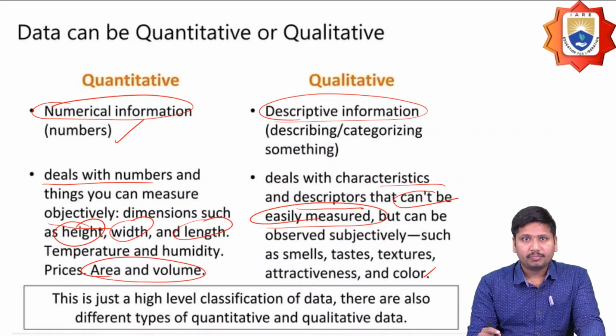Okay, quantitative data means numerical information, whereas qualitative data means descriptive information. Quantitative deals with numbers and things that can be measured objectively, and dimensions such as height, weight, and length should also be considered, and temperature and humidity prices are also examples of quantitative data. Whereas qualitative considers characteristics and descriptors that cannot be easily measured, such as smells, textures, attractiveness, and colors.